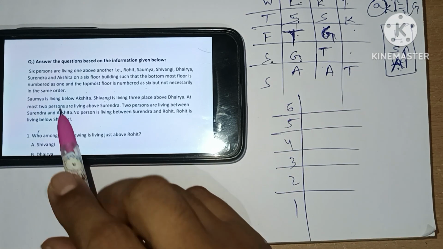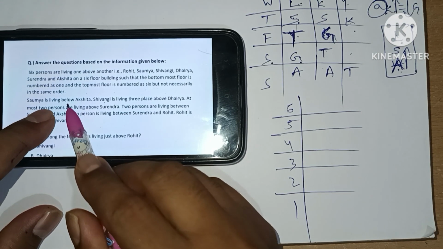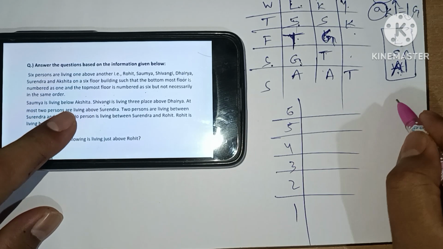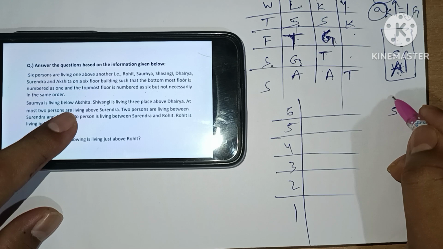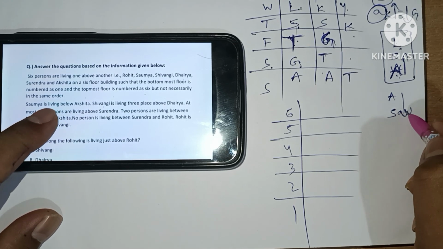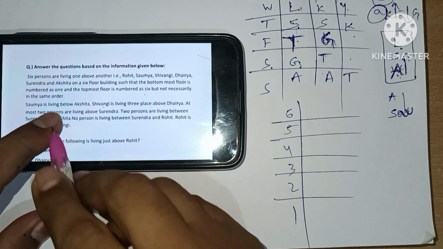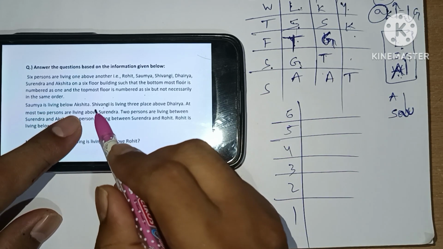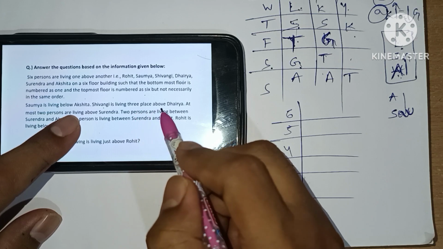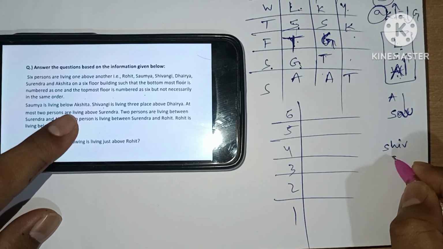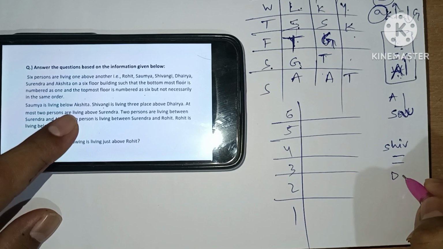Next, the statements are: Soumya is living below Akshit. This is Soumya. We have so many alphabetical words. Shivangi is living 3 places above Dhairya. Shivangi 3 places above Dhairya.